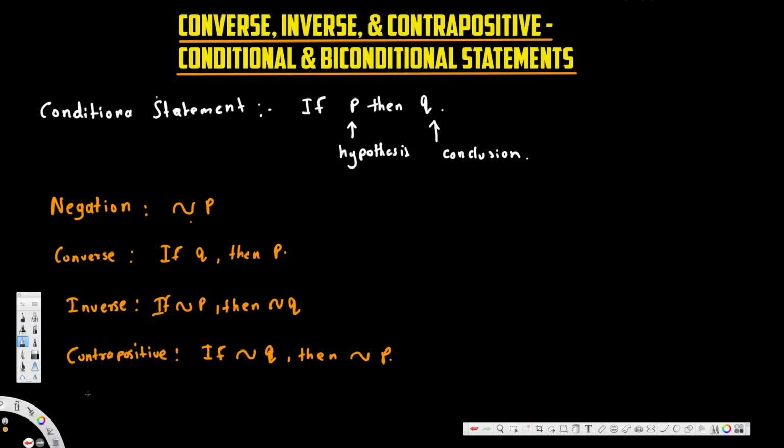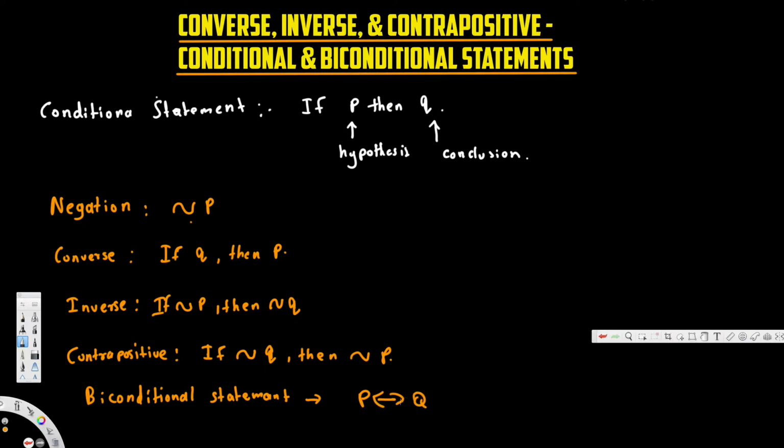Now let's look at a biconditional statement. This is how it looks. It says if P then Q, and if Q then P. It means both will be true or both will be false. That's the biconditional statement. Now let's go ahead and see some examples for this.